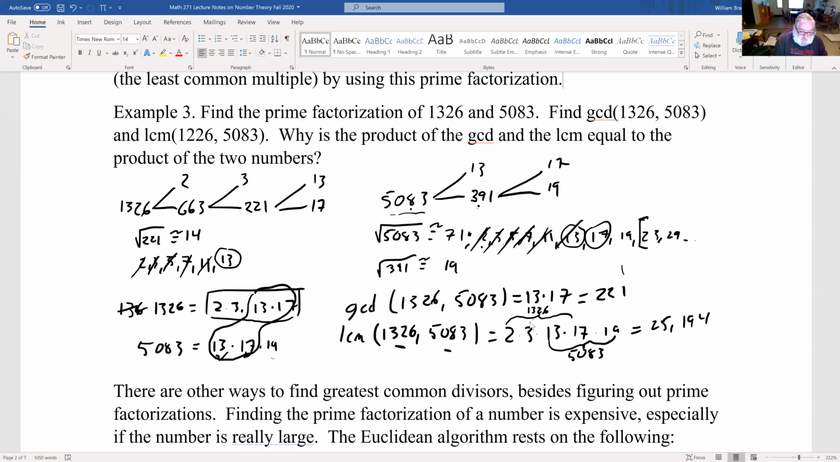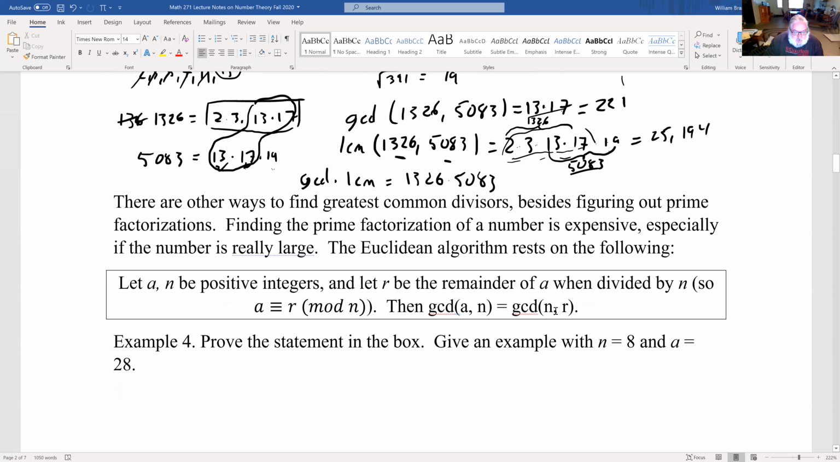And the last thing we want to note here is that the greatest common divisor times the least common multiple will actually be equal to the product of the two numbers themselves, right? Because if I took this and multiplied it by this, I'm going to get 1326, that'll be this part, times 19 times 13 times 17, which is 5083. So the least common multiple and the greatest common divisor are related in that way. We're not really interested in least common multiple much, but we will look at the greatest common divisors. There are other ways to find greatest common divisors besides doing the factorizations. This is very expensive, right? Because you have to check all these numbers.